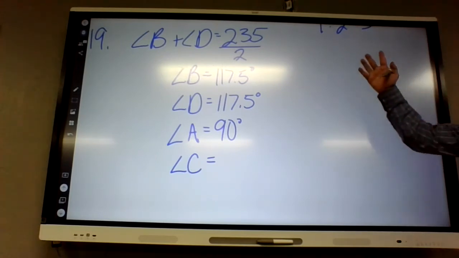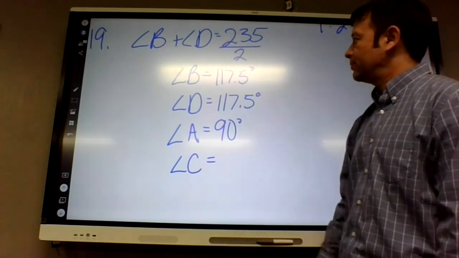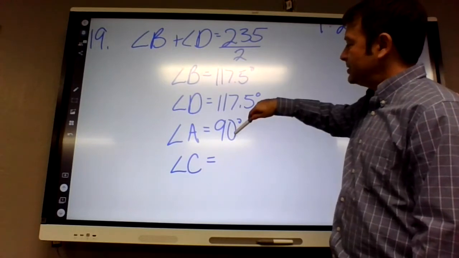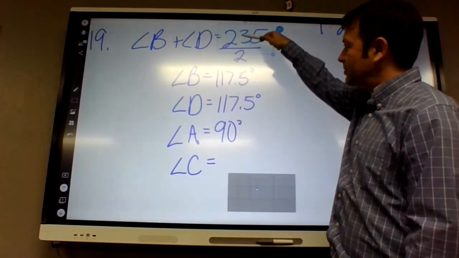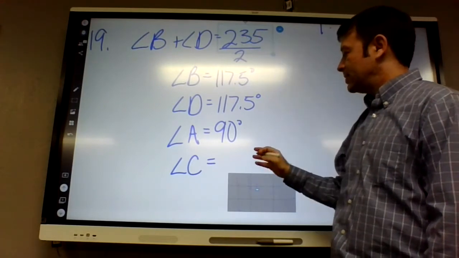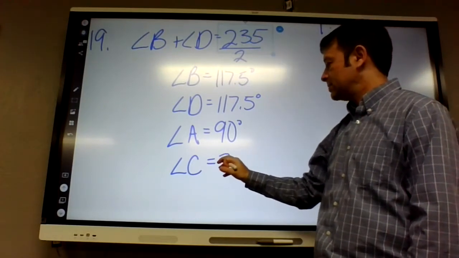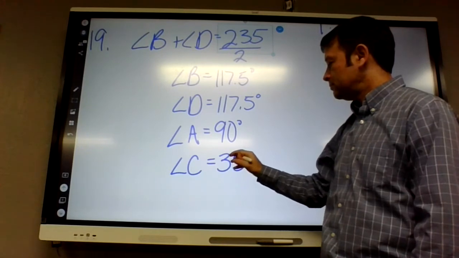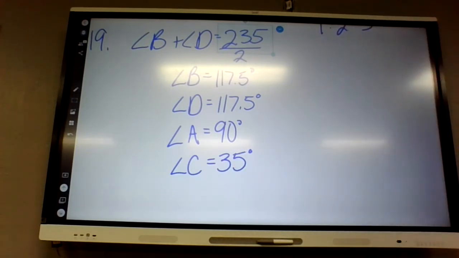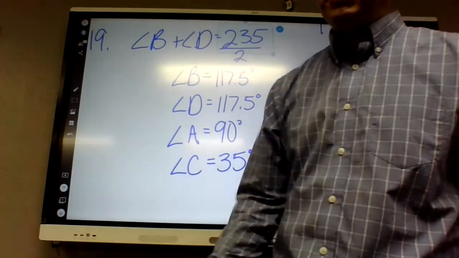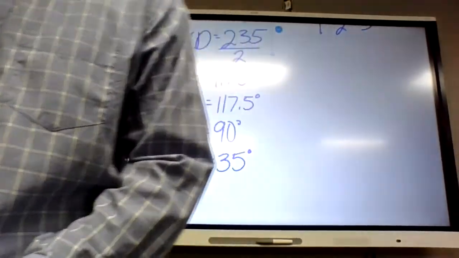235 plus 90 degrees minus 360. 360 minus these three angles should give us the fourth. 360 minus 90 is 270. 270 minus these two, which make 235. 270 minus 235 is 35 degrees. So make sure you get four answers for all these questions.